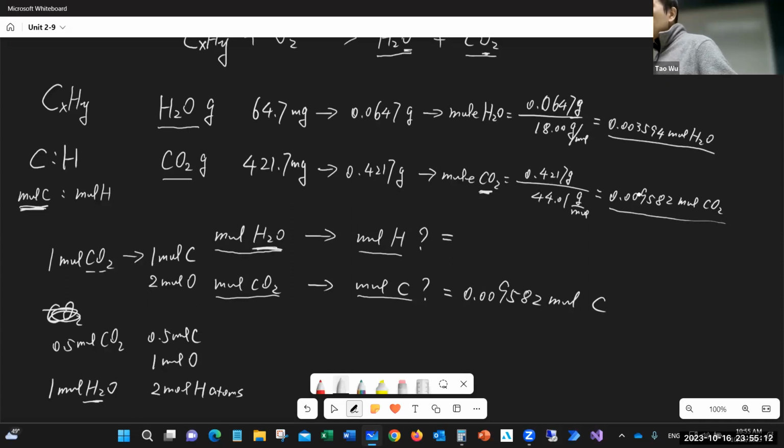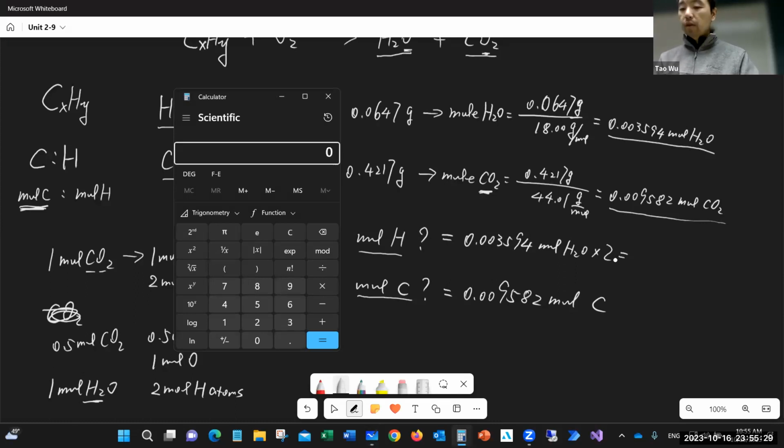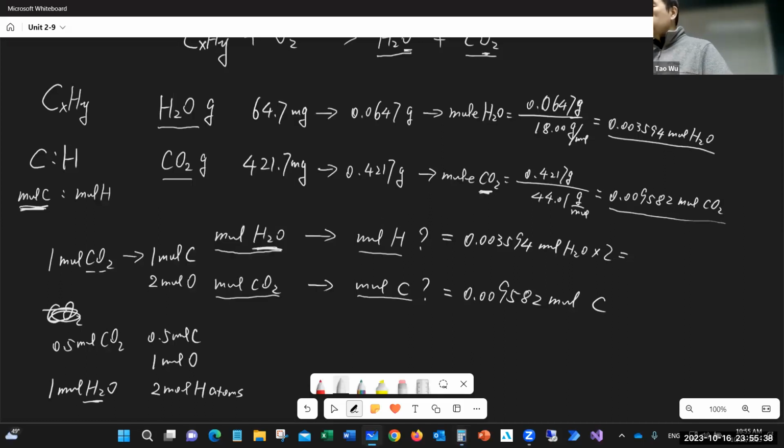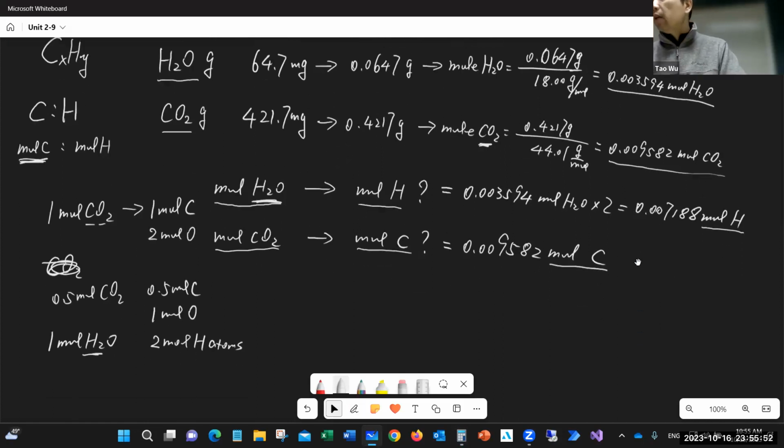So that is why when you have the moles of water over here, you need to times 2. Then you get the moles of hydrogen. This is the moles of water, then you times 2, you get the moles of hydrogen. 0.003594 times 2, then you get 0.007188. That is the moles of hydrogen. So remember, we really just need to get moles of hydrogen and moles of carbon. Then we figure out the ratios.